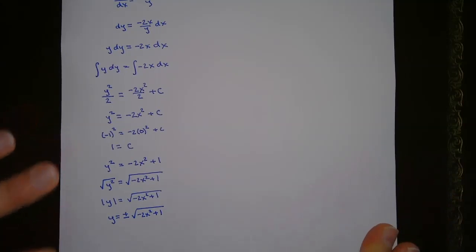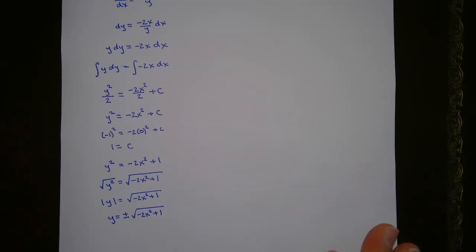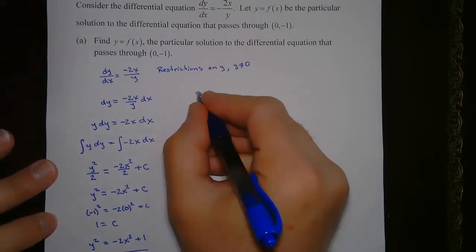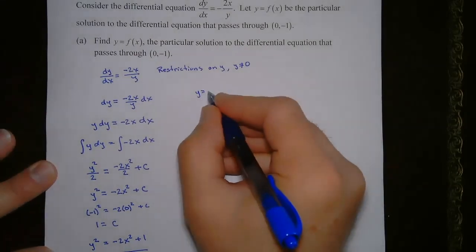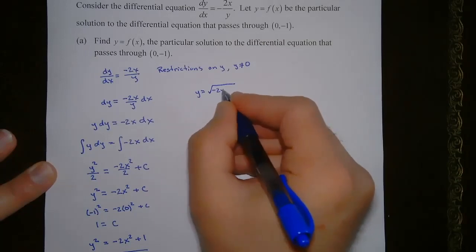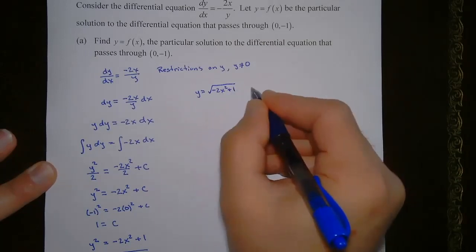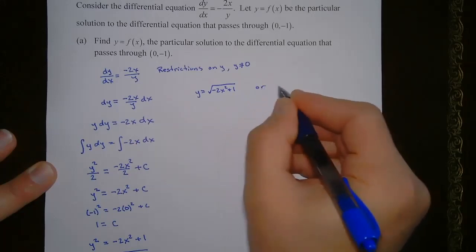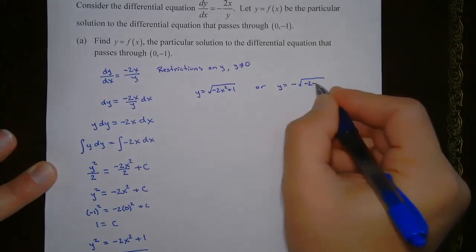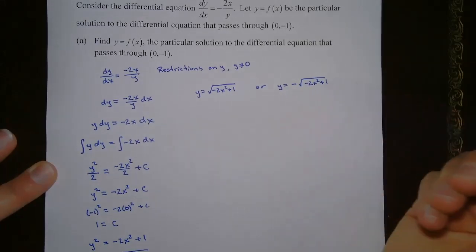All right, so again, here we get two different y values, right? We get y equals the positive square root of negative 2x squared plus 1, and y equals the negative square root of negative 2x squared plus 1. So I'm going to write both of those and we're going to talk about that. So y is either equal to the square root of negative 2x squared plus 1, or y is equal to negative the square root of negative 2x squared plus 1.